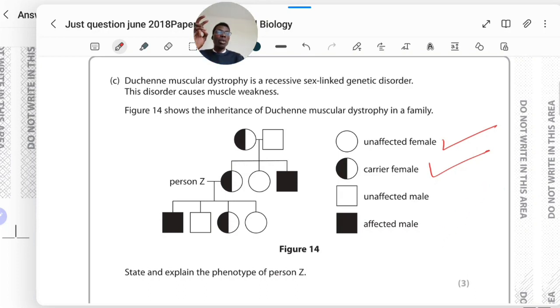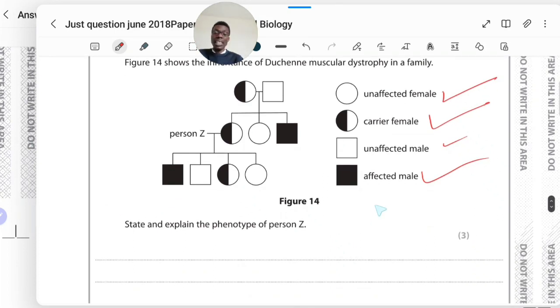Unaffected or carrier. Sorry, let me rephrase that. Females are usually either carrier or unaffected. But males can't be carriers. They either have it, which means they're affected, or they're unaffected. Why? Please hear this clearly.